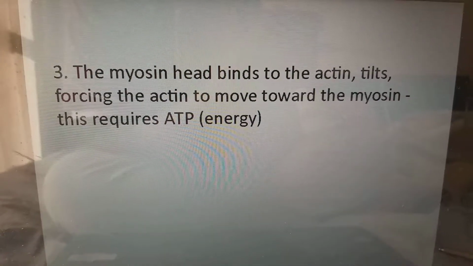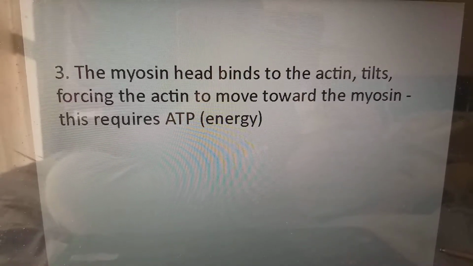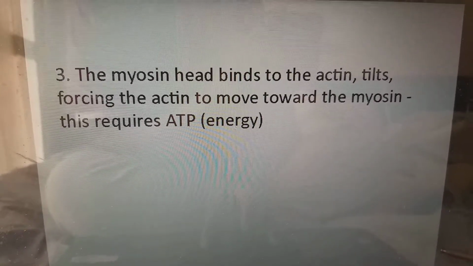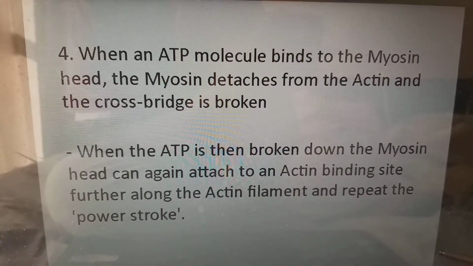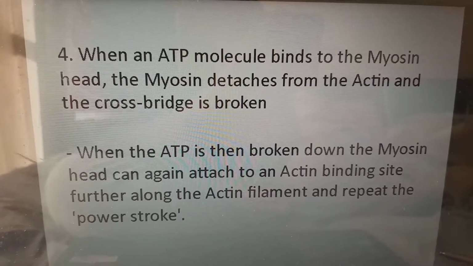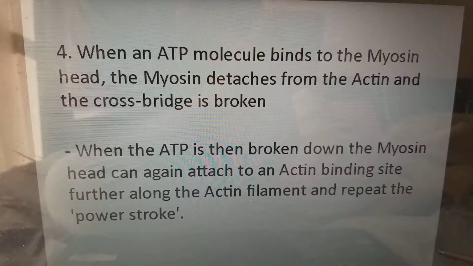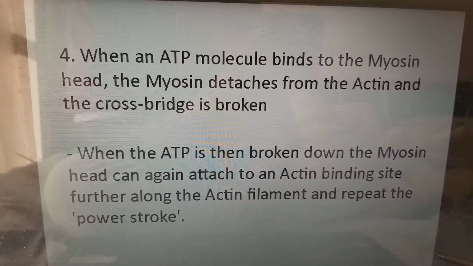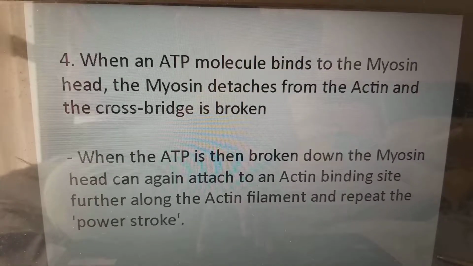The myosin heads bind to the actin and tilt, forcing the actin to move towards the myosin, which requires ATP energy. When the ATP molecule binds to the myosin head, the myosin detaches from the actin and the cross bridge is broken. When the ATP is then broken down, the myosin head can again attach to an actin binding site further along the actin filament and repeat the power stroke.